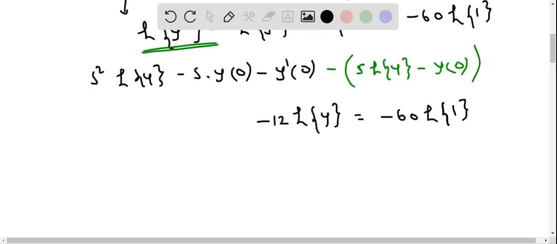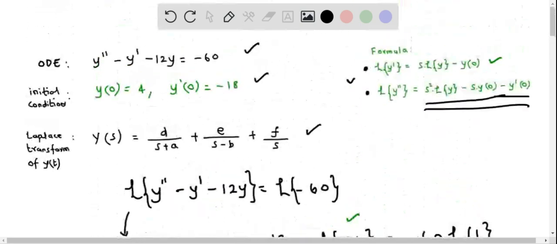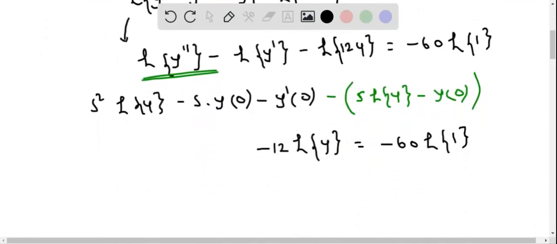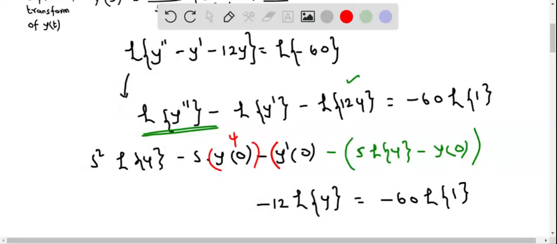Now let's continue. We can use the initial conditions here now. We know that the initial conditions are y of 0 equals 4 and y prime of 0 equals negative 18. So wherever we have y of 0, we can replace it by positive 4, and y prime of 0 we can replace by negative 18. We have one more y of 0 here, so this will be replaced as positive 4.